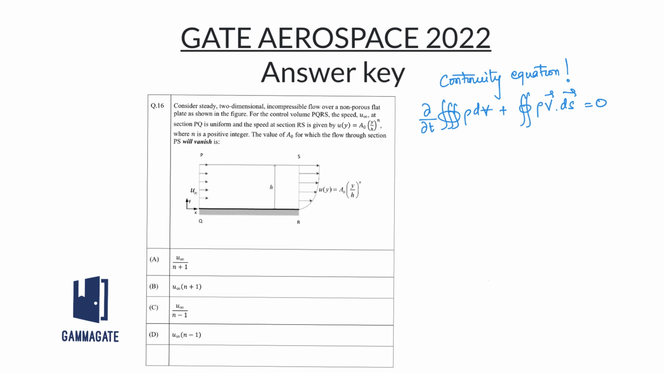To solve this, we will need to look at the continuity equation. Since the flow is steady, this term becomes 0, so we're left with the double integral of rho v dot ds. Since the flow is incompressible, we can take the density outside and our equation reduces to the integral of v dot ds equal to 0. The density, since it goes to the other side, becomes 0.